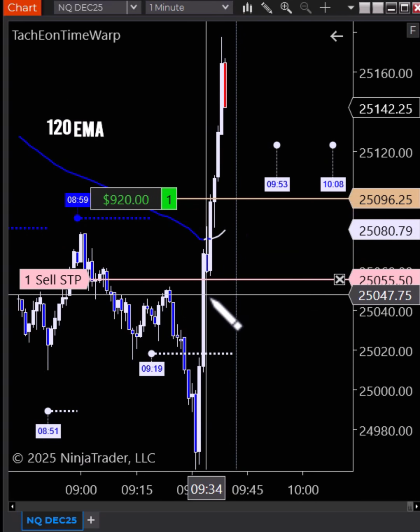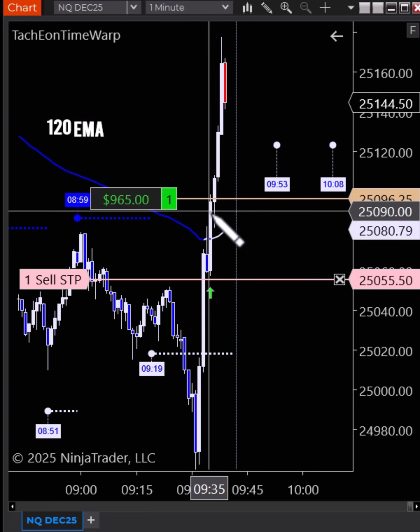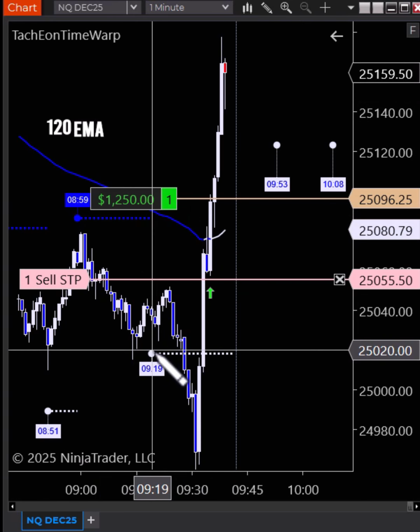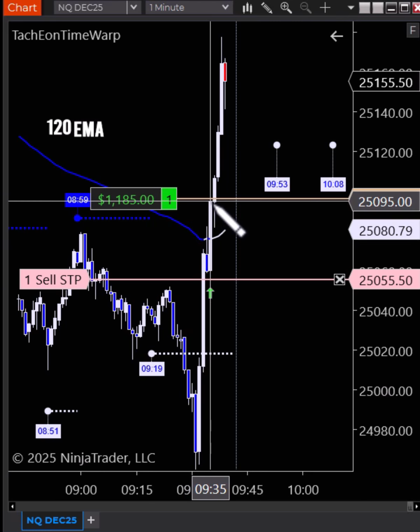It closes above the moving average. And for me, that's a trigger. This tells me it's time to go. So the signal that was below the trend line is now above the trend line.